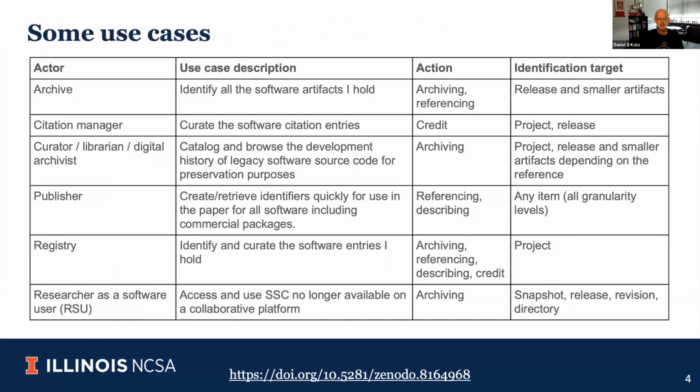There's different use cases as well, and I'm not going to talk about all of them here. This is just a few from that report, but use cases include actually archiving software, referencing the archived software, working on citations, citation management, software citations in general for the purpose of credit, cataloging and browsing the development of software to understand how it's changed, actually publishing software, describing software, referencing, and then actually just using software as well. And this is 6 out of maybe 20 or so use cases that are in that longer report.